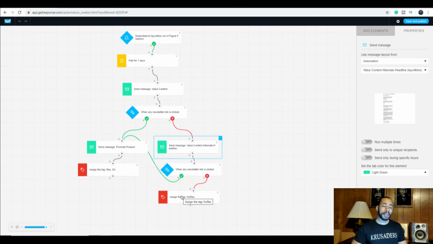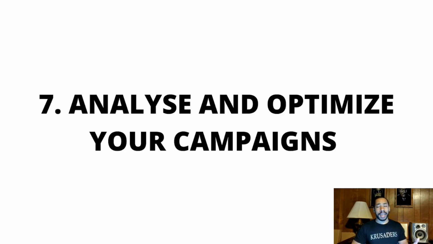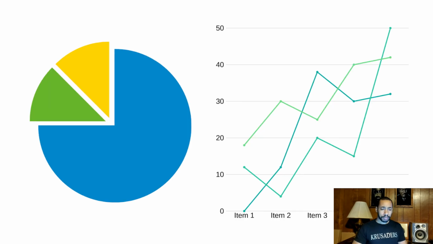With this next one, this is super important, and basically with anything you do online. And that's analyze and optimize your campaigns. Analyze. Check out your stats. When are people opening your emails, and at what time? These little things help because then you'll know when to schedule and put your emails out.